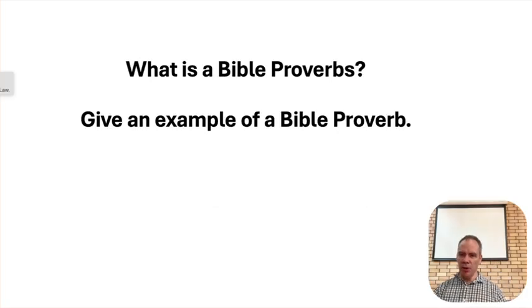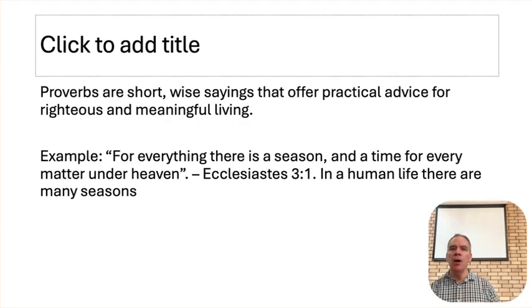The next genre, what are Bible proverbs? Give an example of a Bible proverb. Flipping it over, the answer: proverbs are short, wise sayings that offer practical advice for righteous and meaningful living. Here's an example: For everything there is a season, a time for every matter under heaven, from the book of Ecclesiastes, chapter 3, verse 1. Basically, that's saying that in human life there are many seasons, so ups and downs, which reflect seasons like winter and summer. Pause the video, create your flashcard.